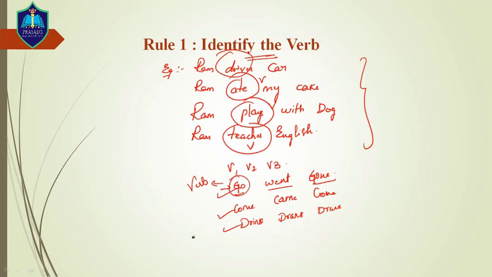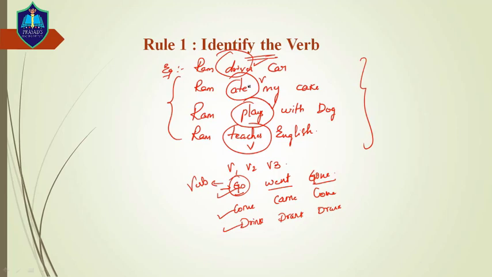So from this we got to know the verbs which take three forms. So how to identify it? It is very simple, right? See, if we observe these examples: Ram drives car, and drive is a verb. How did we identify it? We can represent it in three forms, that is drive, drove, driven.